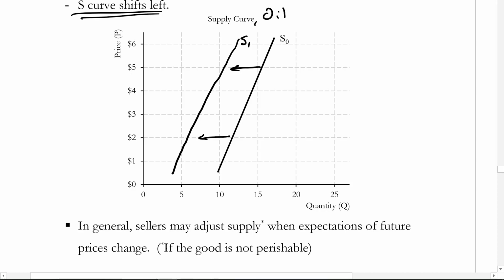Okay, so that was number of sellers and the expectations. So that's actually it for the supply curve as well. So supply curve shifters, demand curve shifters, these are really important. We're going to take these and then put them together to start talking about equilibrium in the next video.